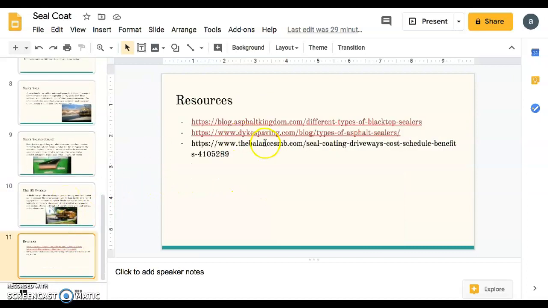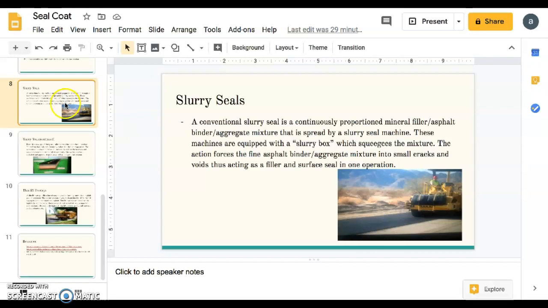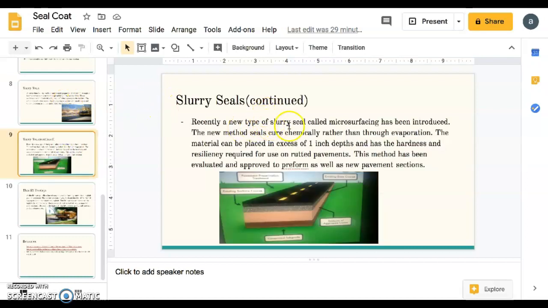And below here are my resources, and some of the companies here have used the new microsurfacing and researched it and approved it to be as successful as the old method.